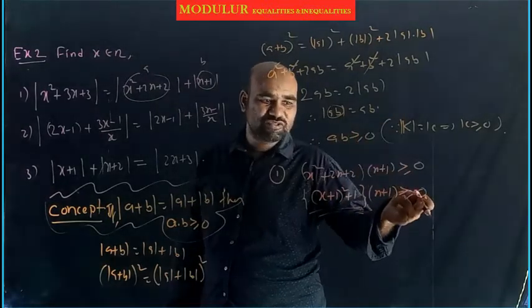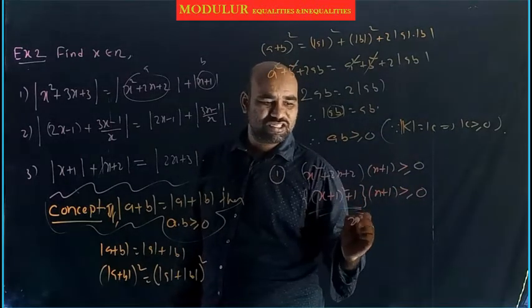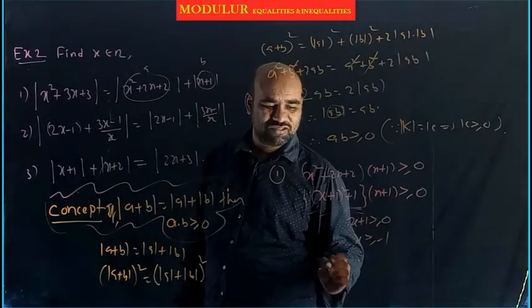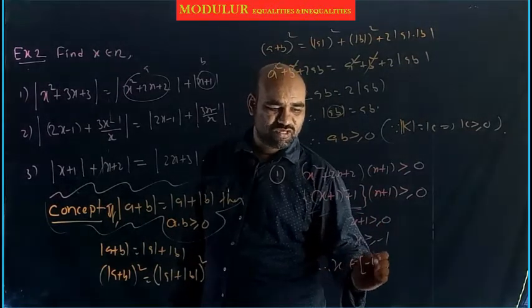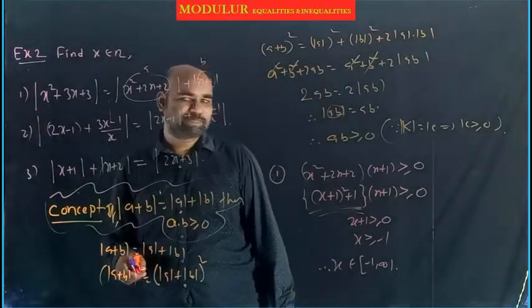So greater than or equal to 0 means what? This is greater than or equal to 1, so this should be greater than or equal to 0. That is x plus 1 greater than or equal to 0, meaning x greater than or equal to minus 1. Therefore x belongs to closed minus 1 to infinity. This is the solution for problem number 1.